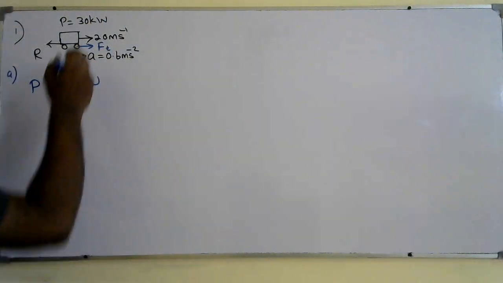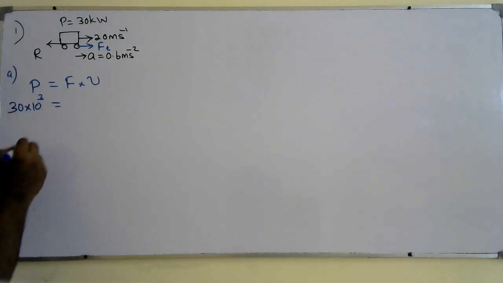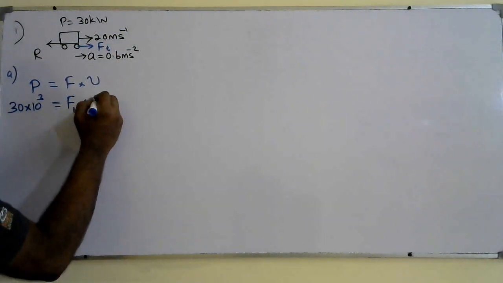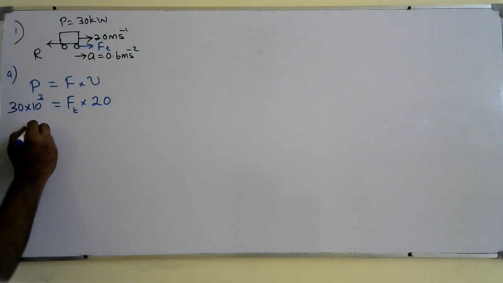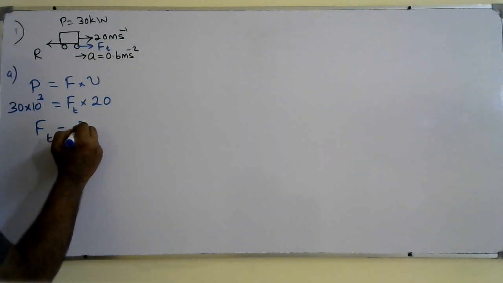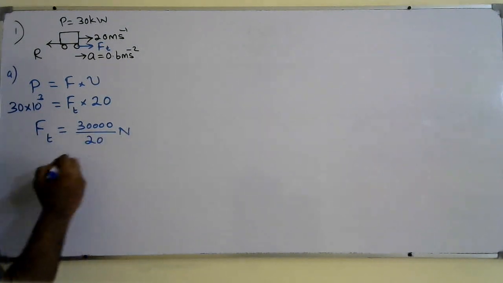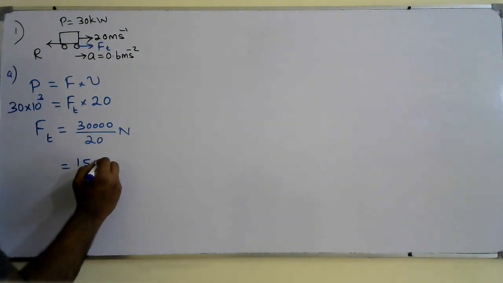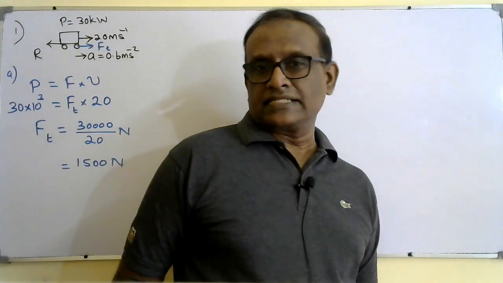The power is given as 30 kilowatts, so 30 times 10 to the power 3 equals force, the thrust Ft, times the speed, which is 20. From that we can find the forward thrust. Ft is 30,000 divided by 20 newtons, so the forward thrust is 1500 newtons. The question asks us to find R, the resistive force.